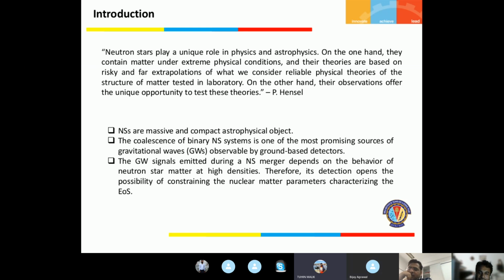Neutron stars are very massive and compact astrophysical objects, so observations from these are very important. The binary NS system is one of the most promising sources of gravitational wave observations by ground-based detectors. The GW signals emitted during the NS merger depend on the behavior of neutron star matter at high density. So from these observations, we can constrain the behavior of matter, the theory, at very high densities.